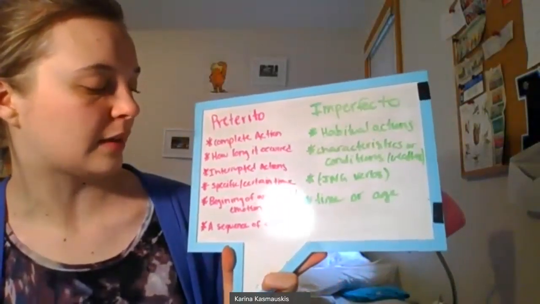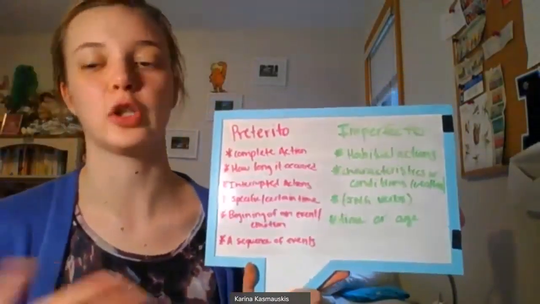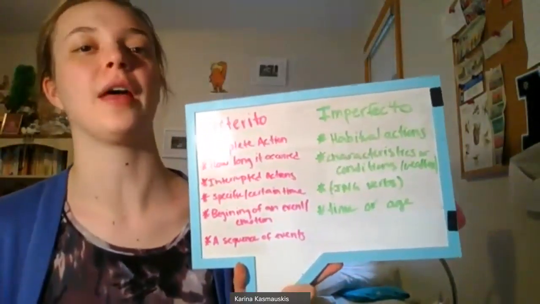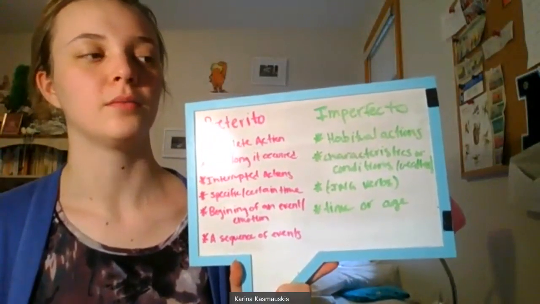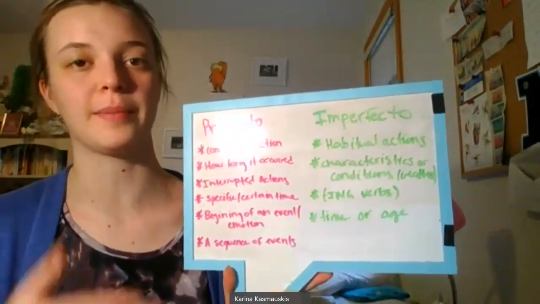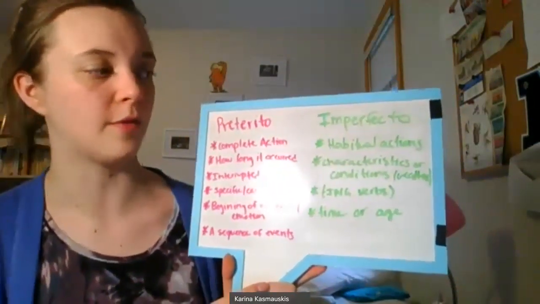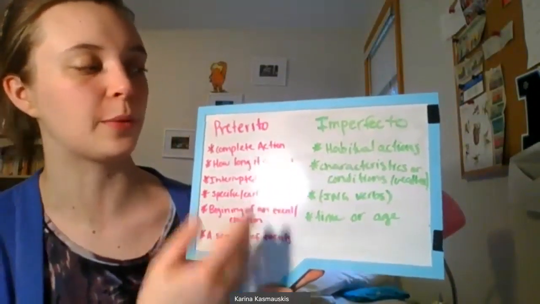And then finally, a sequence of events. So if you have a long line where you're saying, we swam, then we ate dinner, then we went to bed, that would be preterite because you did those actions in that long string of events. So that would be preterite.